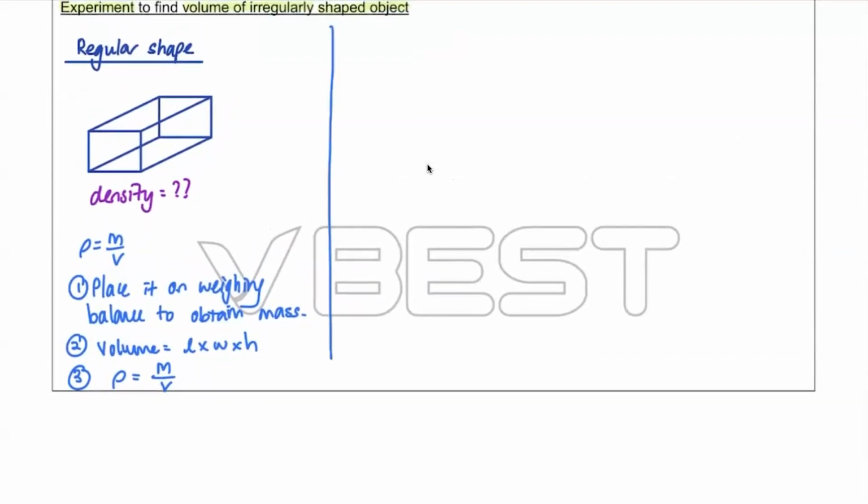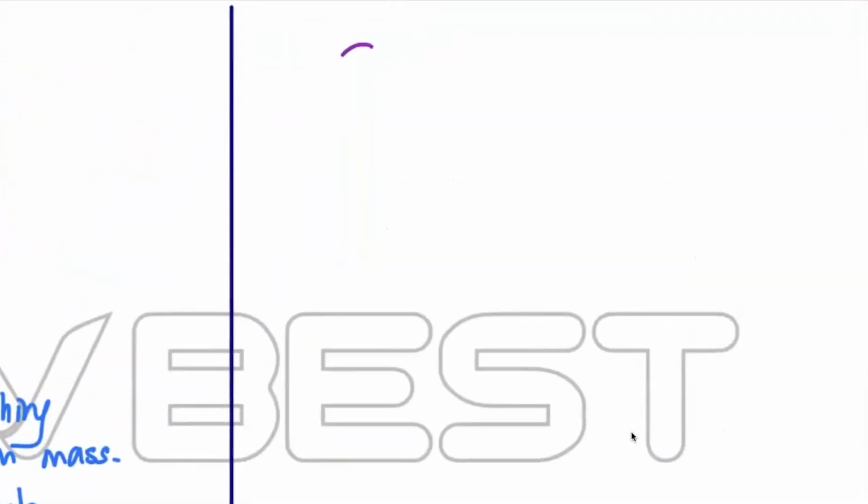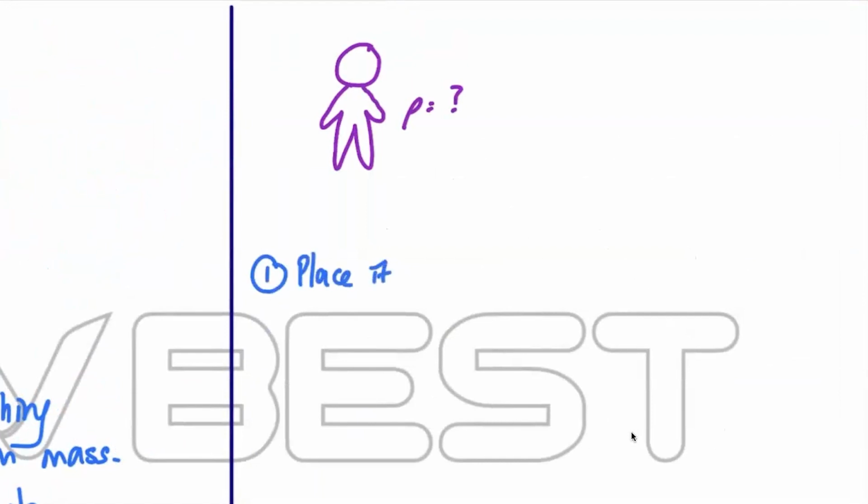But what if today you are measuring an irregular shape? Maybe today I want to measure the density of a statue of Jingwei. So let's say this is Jingwei. If I want to get the density of Jingwei, I need the mass. So we place it on a weighing scale or weighing balance to obtain the mass. So we can get the mass of this person.